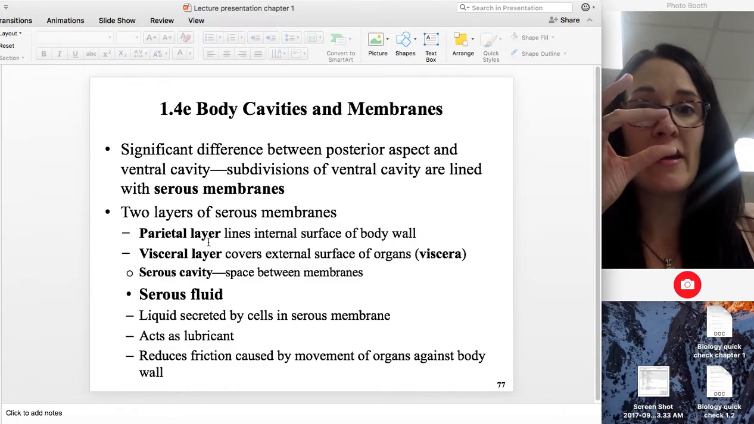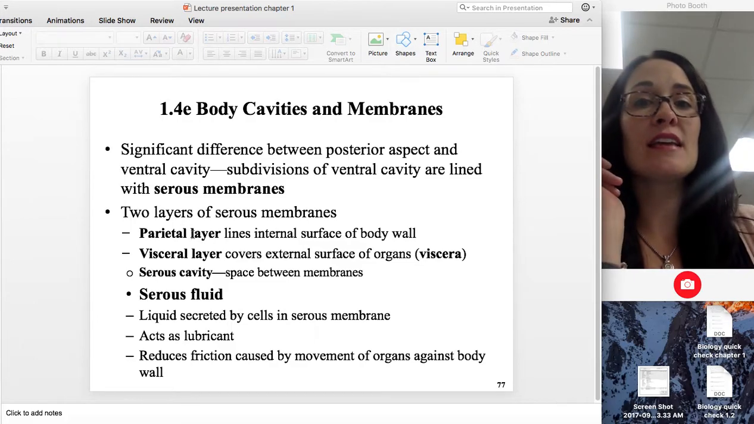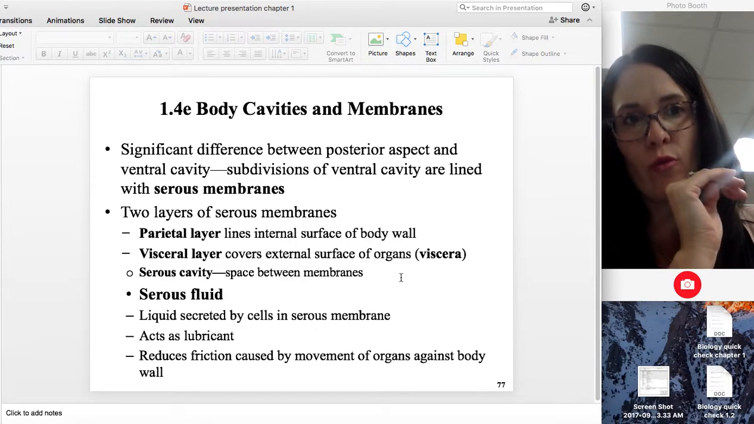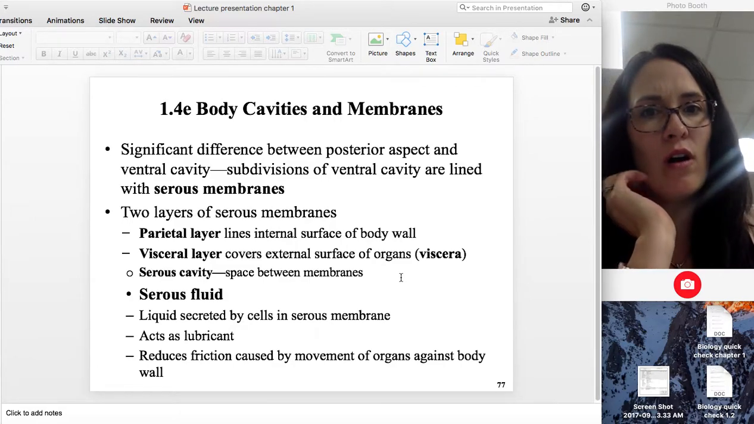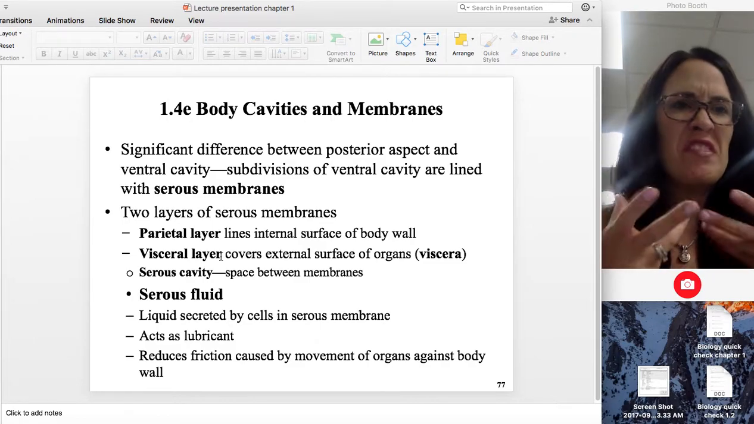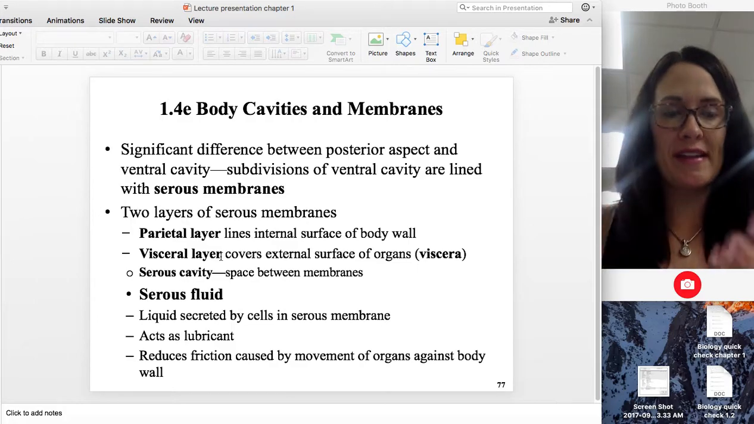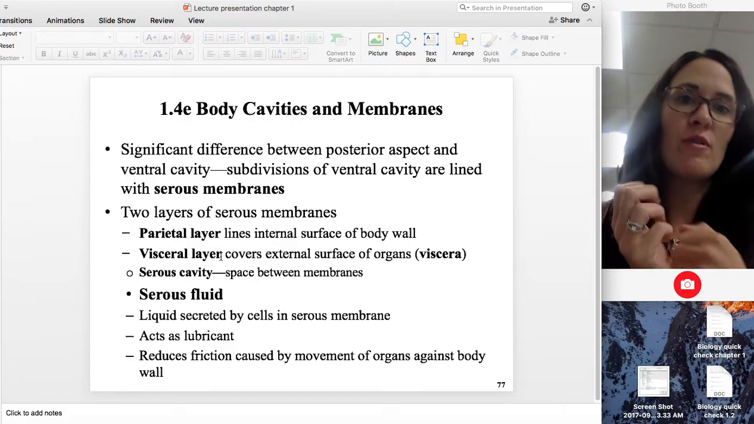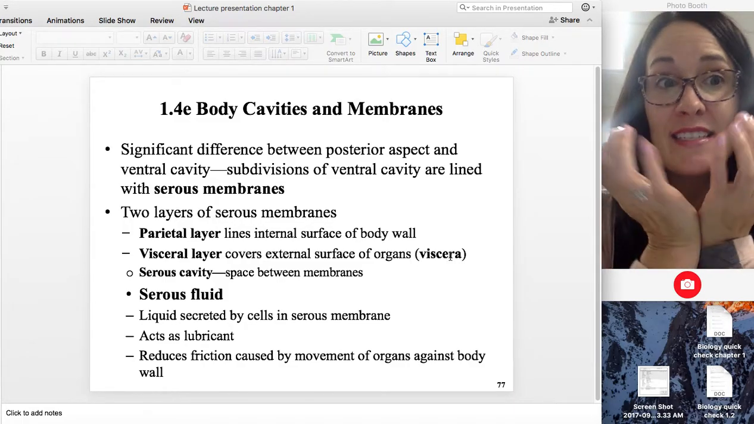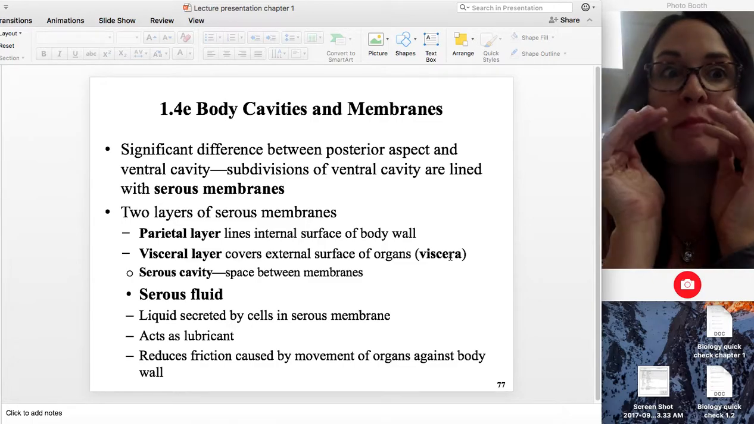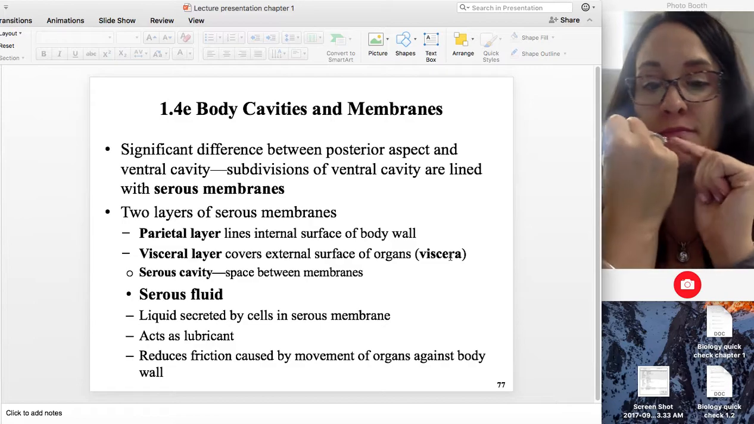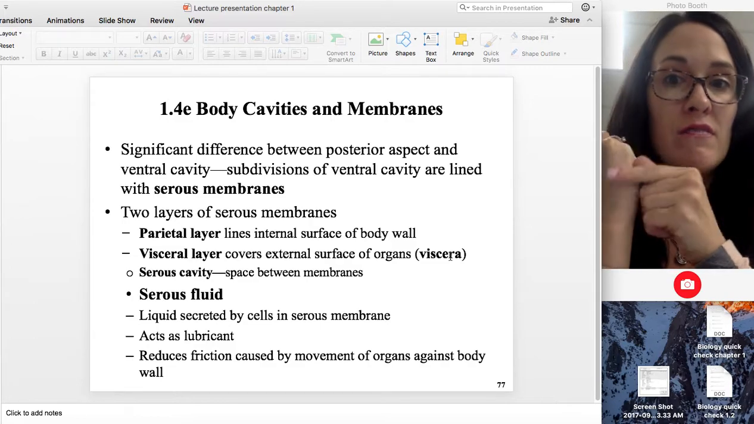The parietal layer lines the internal surface of the body wall, whatever cavity we're talking about, it lines that wall. The visceral layer, think of viscera. If you got eviscerated, that would be your organs. So when you see the word visceral, think of organs. The visceral layer actually is like skin on a grape, literally like skin on a grape. That layer of tissue over the organ. If the grape was your heart, the skin on it would be the visceral layer.